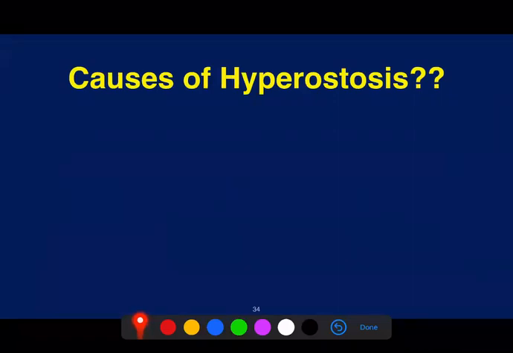hyperostosis, Dr. Hanan? We can categorize them into inflammatory, neoplastic, or congenital malformation, maybe. Well, I'm not aware of specific entities. So maybe fibrous dysplasia, which is congenital. Okay. What else? One more.